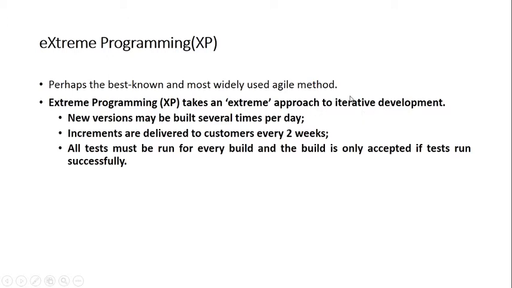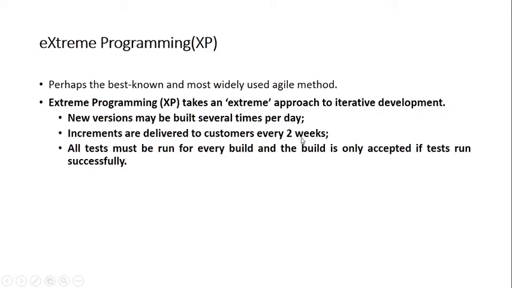So I said if iteration is good, then we will be using this iteration to the maximum extent. Now what is that maximum extent? New versions may be built several times per day. It's not that you will wait for 2 to 4 weeks. If minor changes are there, then the new versions or the releases can be given multiple times in a single day itself. Or increments are delivered to the customer every 2 weeks.